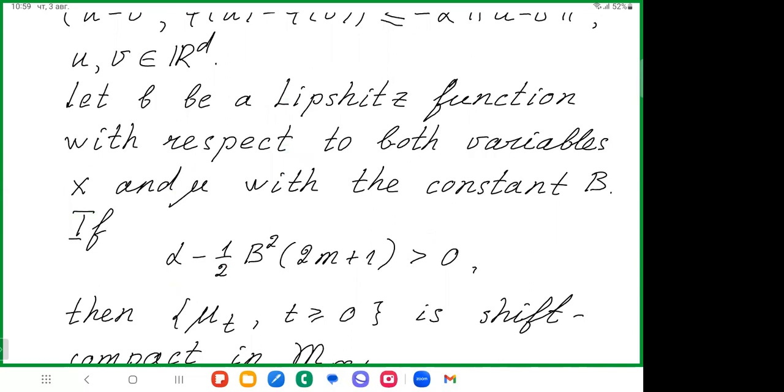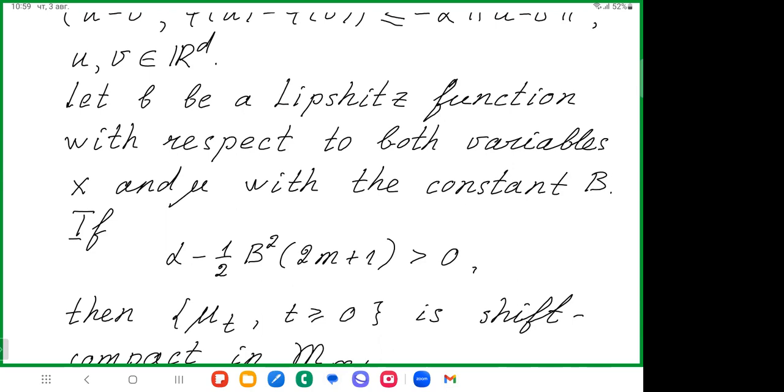So it must be noted that this is just an example to show how it works, but we can add a general coefficient and consider a general form of equation with interaction and guarantee that the obtained family of measures mu t will be shift compact. Now how can we use it?